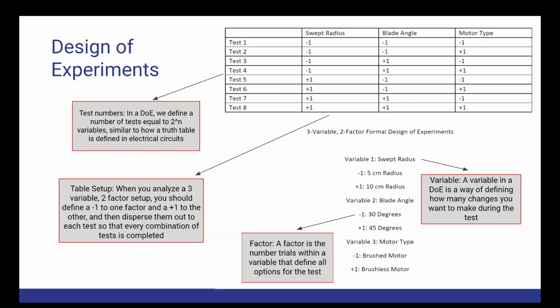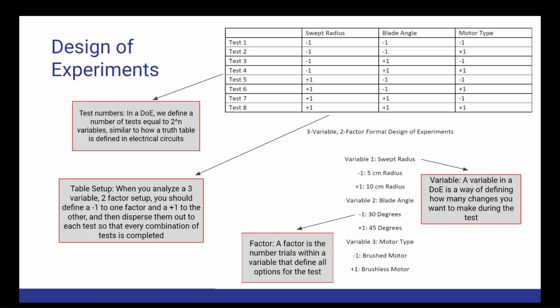One concept that we would like to highlight from our experiment is a formal design of experiments. In this design, we are using a 3-variable, 2-factor formal design of experiments. A variable, in this case, is a way of defining how many changes you want to make during your test. For our example, we use swept radius, blade angle, and motor type.